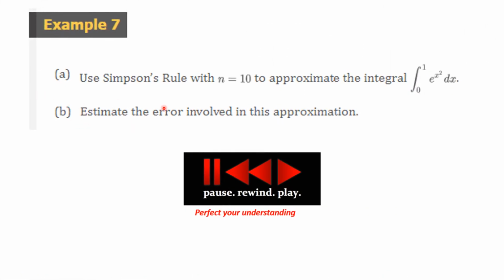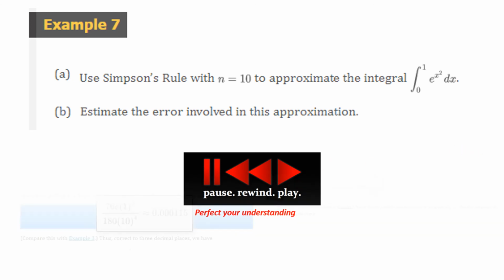Here's one for you to try. Use Simpson's rule with n equal 10 to approximate this integral. This is an integral we've studied before, but you can't find the exact value. You don't need to, but you're also going to be estimating the error. Even though we did this using the midpoint rule before, we haven't done it using the trapezoidal rule, and we certainly haven't done it using Simpson's rule. So you really should do both of these. You know what to do.